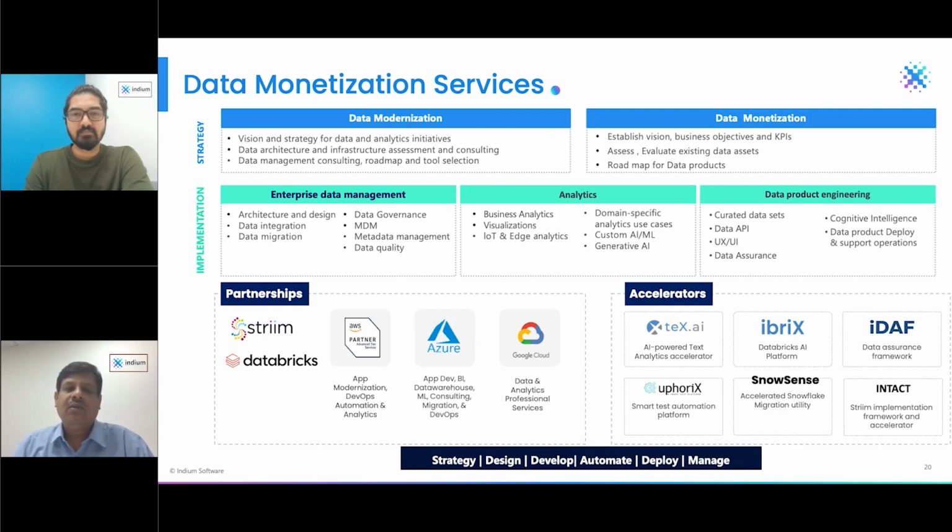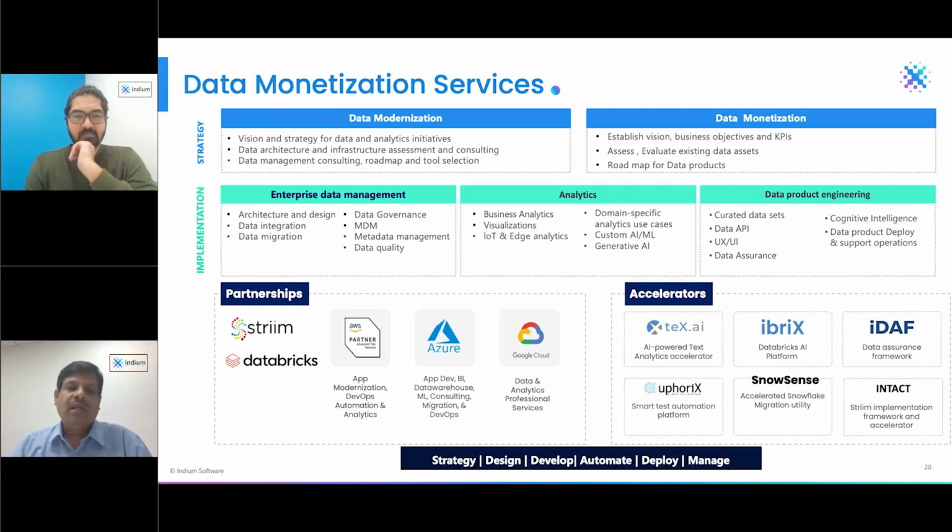So you need to have curated data sets and bring in data APIs, if it is part of the API economy that you want to drive. You need a UX/UI combination of skill set to give the wow factor, keeping the customer experience in consideration. And most importantly, bringing in cognitive intelligence with respect to data assurance, which is validation of the data product that is getting shipped out and made available to the public, to external parties, or to your network or the operators you're working with.